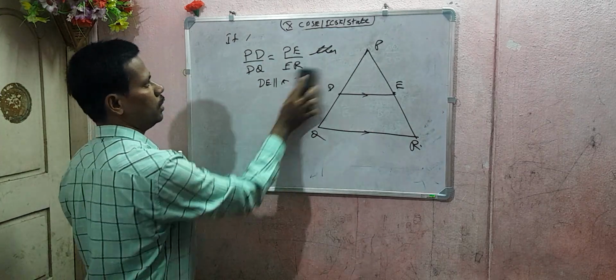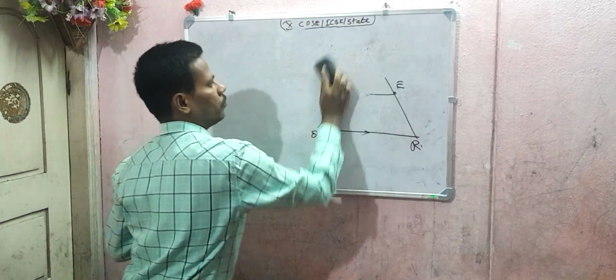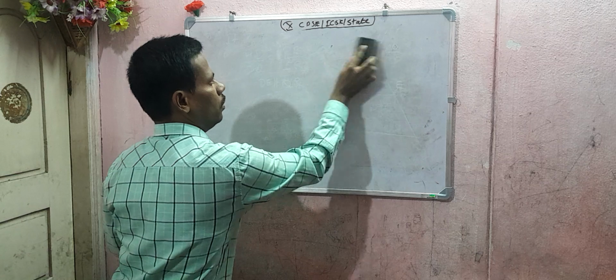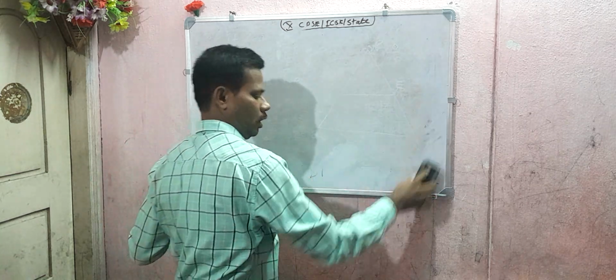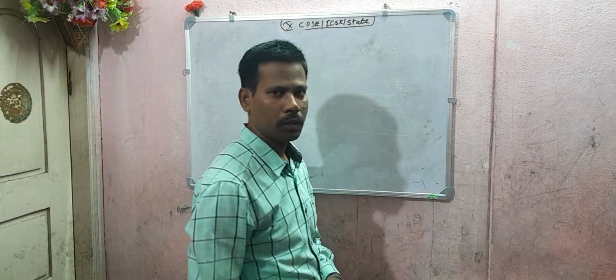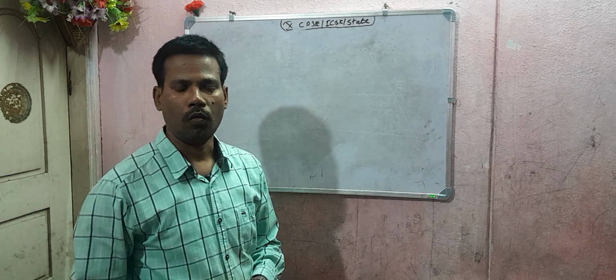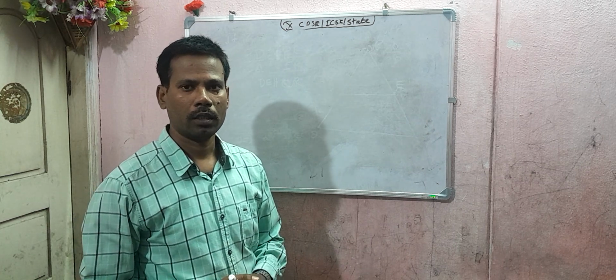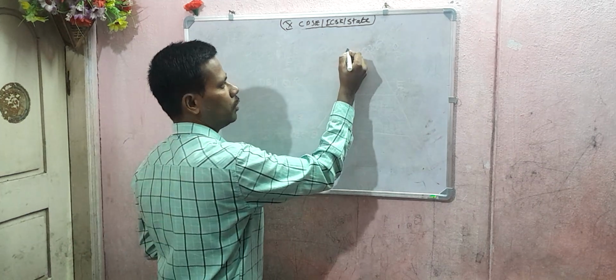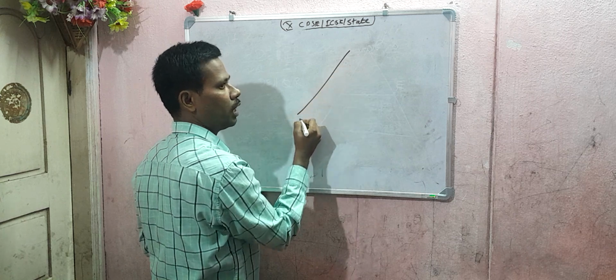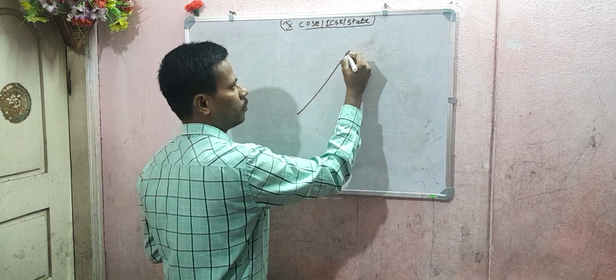So that's it. Now let us go to one more theorem, that is the vertical angle bisector theorem. What does it mean, vertical angle bisector? Vertical angle bisector theorem.